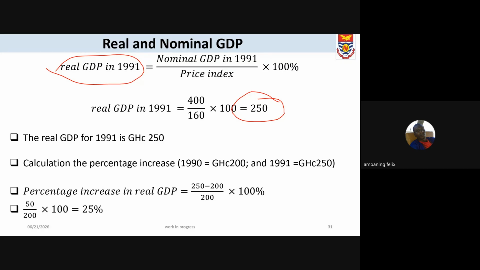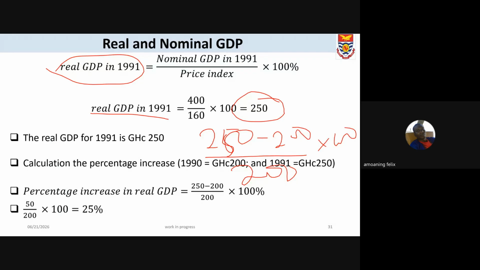So in that case, we all know how to find the growth rate. I told you that the growth rate is the current year minus the previous year, divided by the previous year, times 100. So if I want to find the growth rate, the current year was 1991. I'm going to get 250 minus 200, divided by 200, times 100. And when you do this, you are going to get 50 over 200 times 100. The 2 will cancel 50, giving 25. So you see, this one gave us 25%.